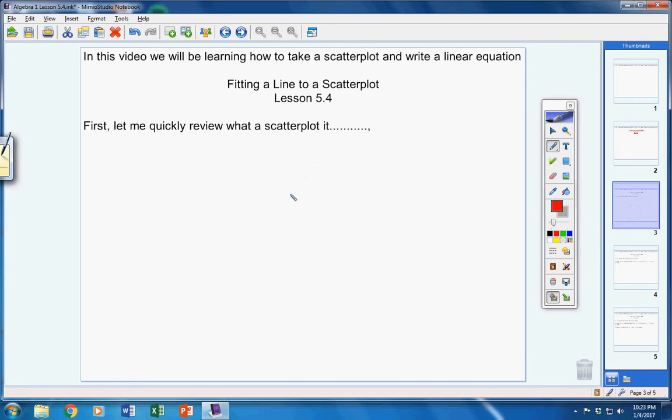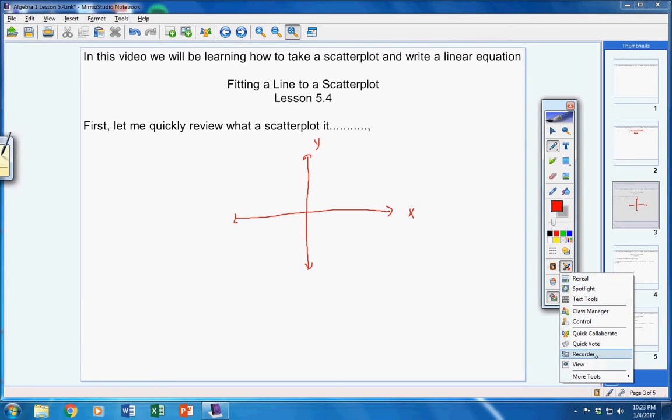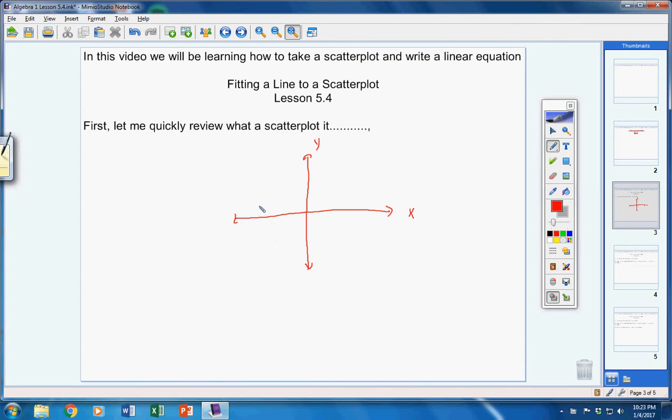Now, first, let's stop and quickly review what a scatter plot is, okay? So you can take notes on this if you want to, or just watch, okay? That's up to you. But here's a coordinate plane. Here's your y-axis. Here's your x-axis. Okay, now a scatter plot is when you have a bunch of points, like you might have a point here, and one here, here, here, here, here, here, and here. Now that's called a scatter plot because you've got points all over, okay?